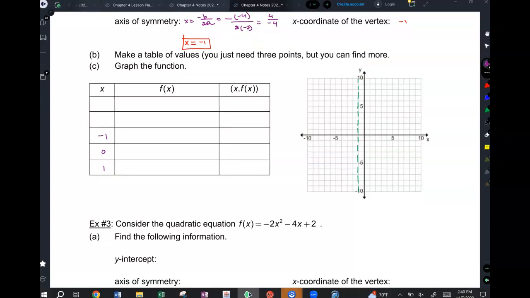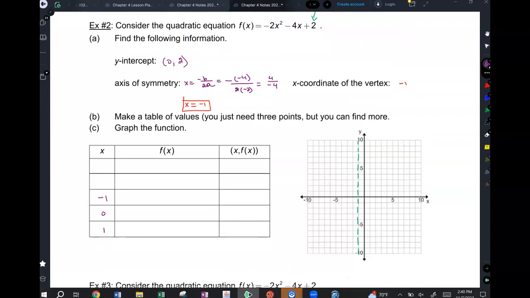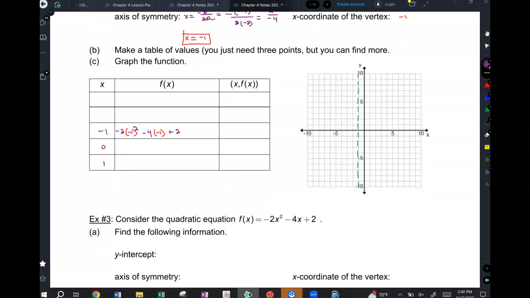Okay, so let's plug these three numbers in here, right? So take a look. Negative 2 times (negative 1) squared. You put it in parentheses. Negative 1 squared. Minus 4 times negative 1, plus 2. Okay, so how much is this? Go ahead and plug it in and let me know what you find.